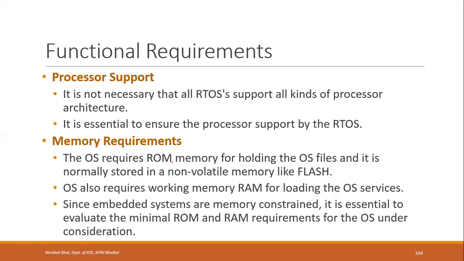The OS requires ROM memory for holding the OS files, like program files, and it is normally stored in non-volatile memory like flash. The OS requires working memory, RAM, for loading the OS services. So both ROM and RAM, you need to consider their requirements. Since embedded systems are memory constrained, it is essential to evaluate the minimal ROM and RAM requirements for the OS under consideration. It should not be too high also, right? So you need to take care of the minimal ROM and RAM requirements for the OS that you are considering.